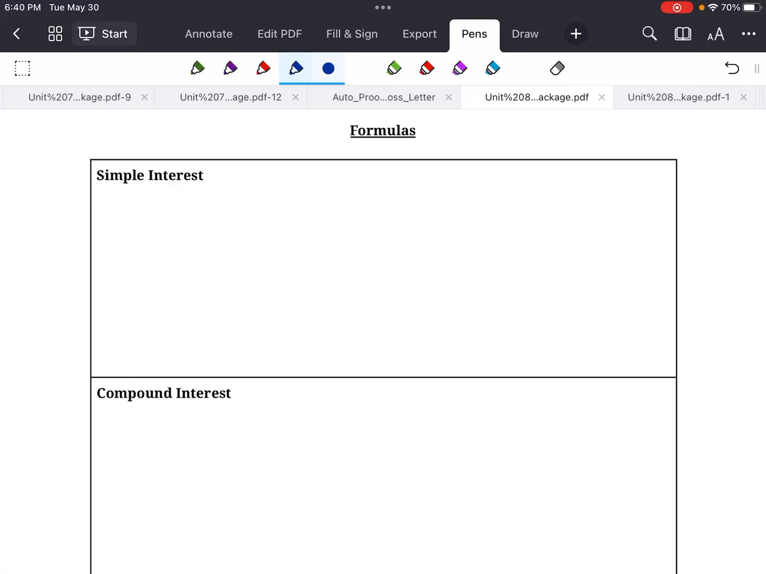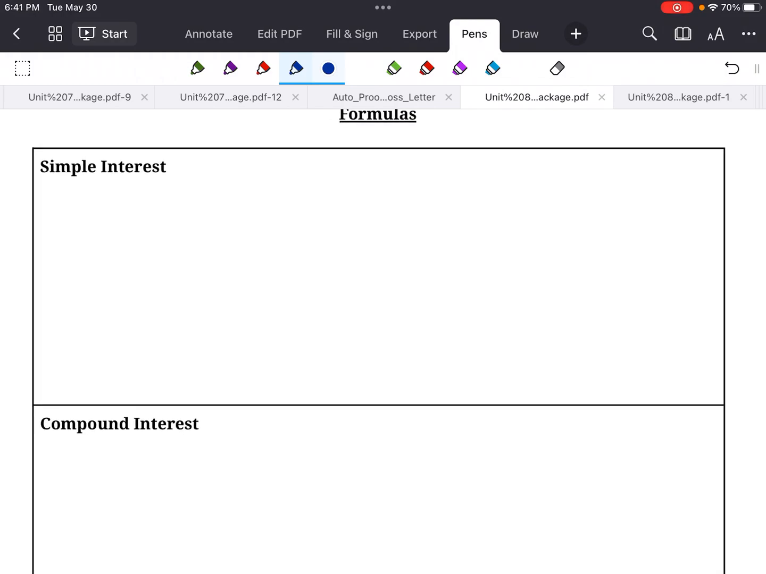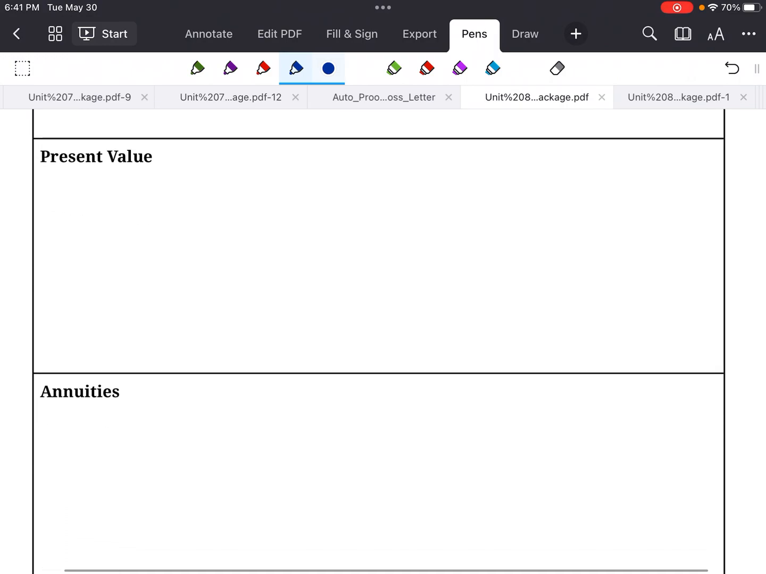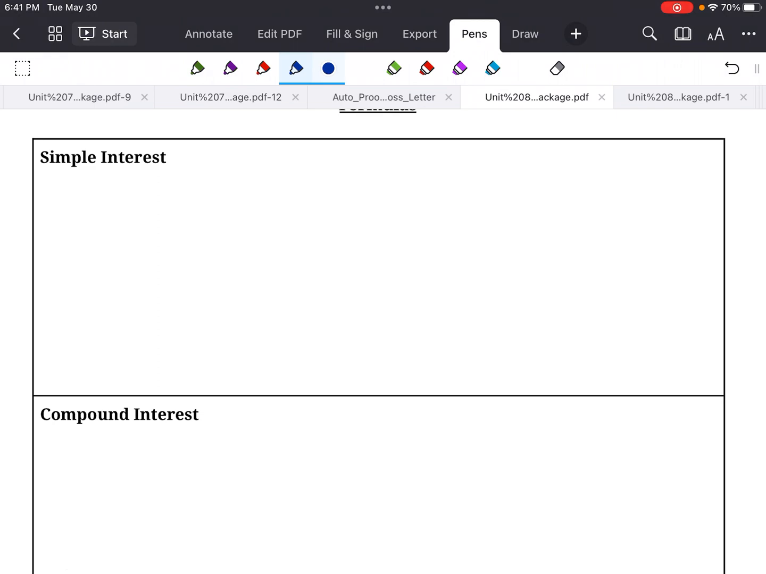Hey everyone, this is the start of our final unit, Unit 8. This will be finance. And before we get to any of the lessons, we need to look at the formulas that we could be using. So in this unit, we're going to look at simple interest, compound interest, present value of compound interest, and what's called annuities.